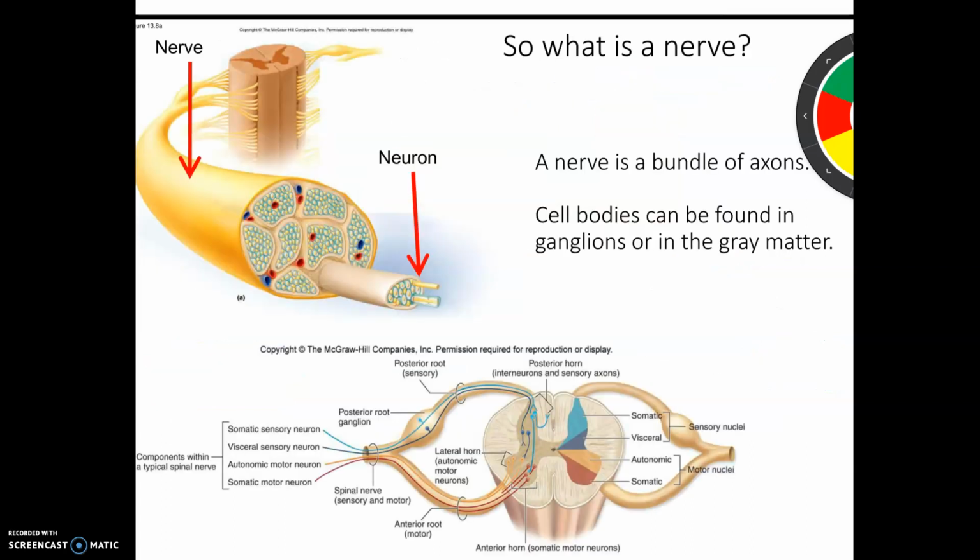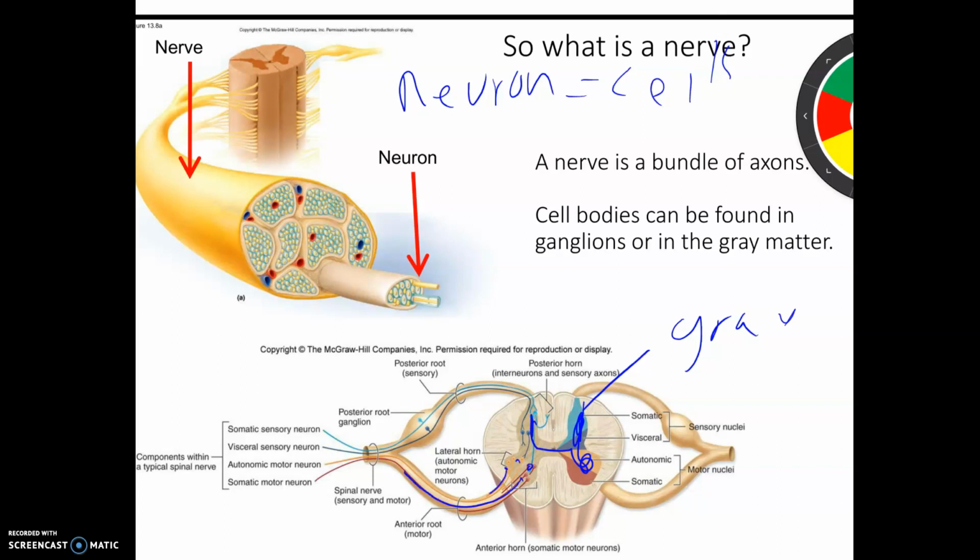So what's a nerve? I've been very careful to say neurons are cells. Well, here we have the spinal cord. Remember, the gray matter is in the center here. Now, there's all these cell bodies with their axons going out. So a nerve is a bundle of axons. So this is a nerve right here.